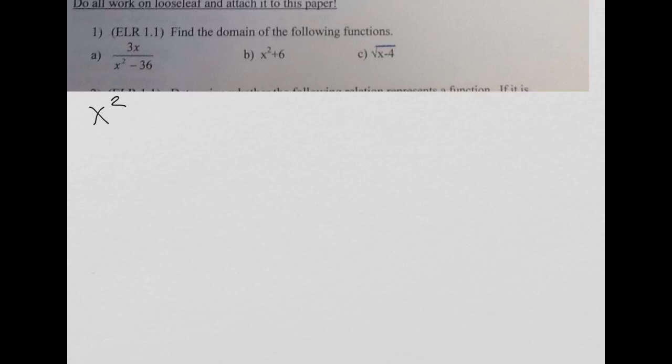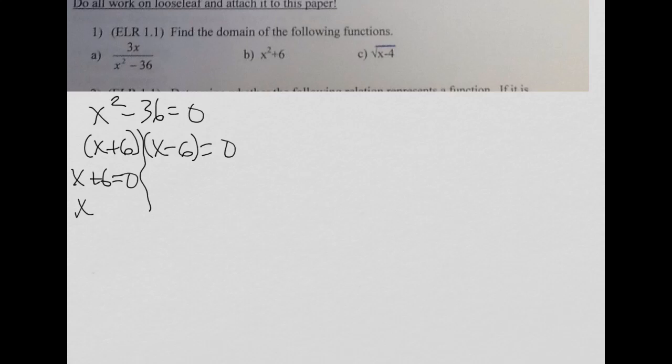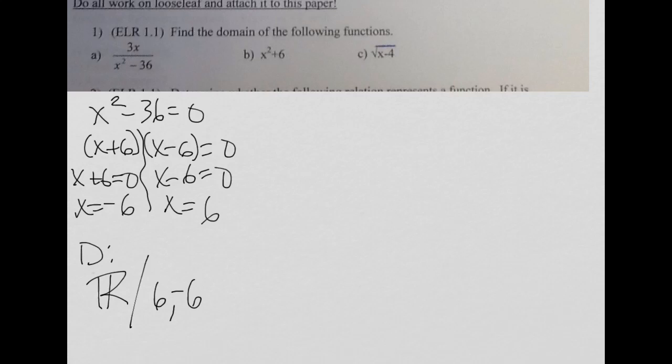Well, x squared minus 36 can be factored to x plus 6, x minus 6. We solve each of these, we get our x over here to be negative 6 and the other x to be positive 6. Now how do we actually write the answer for the domain? So the domain here would be all real numbers except 6 and negative 6.